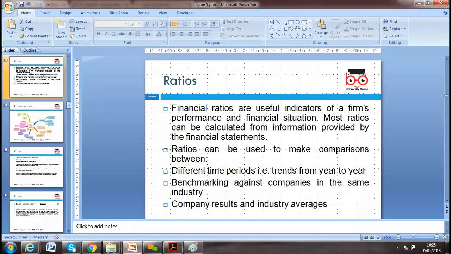Ratios are an interpretation of the financial information, converting it into a useful form that helps businesses to make decisions. Financial ratios are useful indicators of performance and the financial situation. Most ratios can be calculated from the information provided by the financial statements, and ratios can be used to compare between different years. What is meant by benchmark?